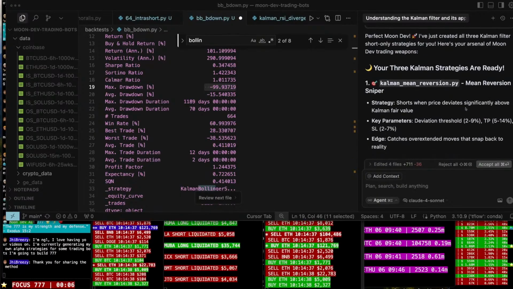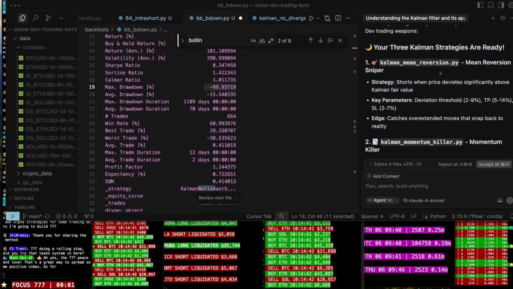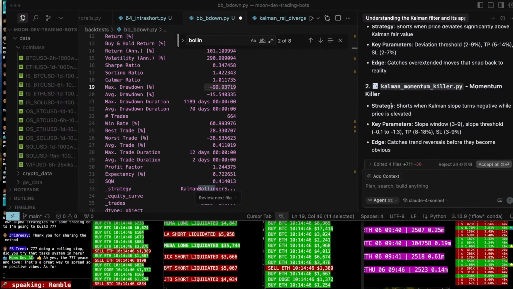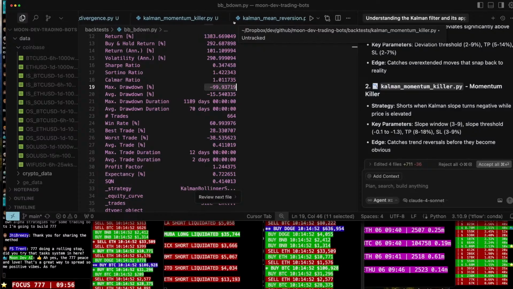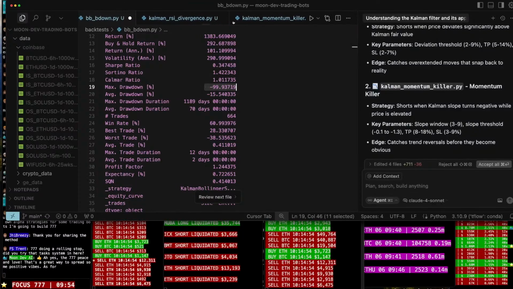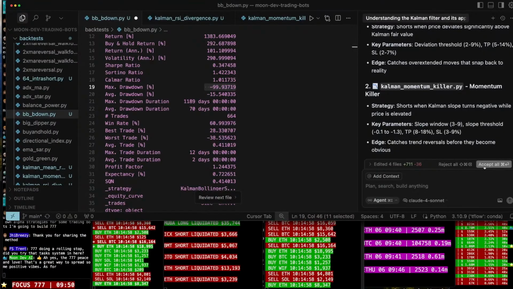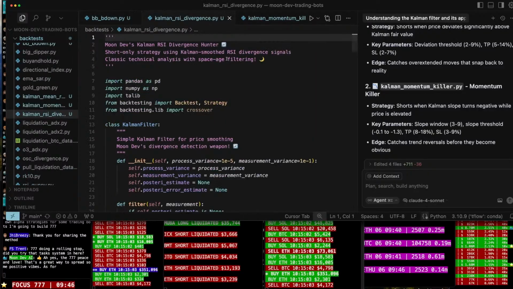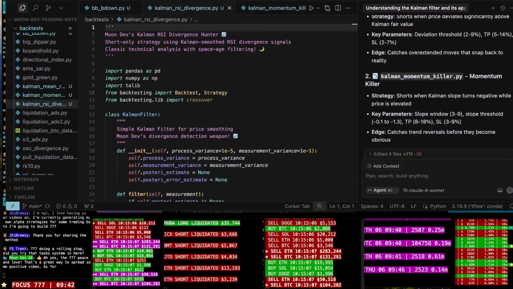Okay, so you can see here, your 3 Kalman strategies are ready. So Kalman mean reversion sniper. So let's go ahead and try all of these. Why not? They're all right here. So let's go ahead and try this one first. Oh, I gotta say accept all. Accept all. Okay, Kalman RSI divergence. Short only strategy using Kalman smooth RSI.